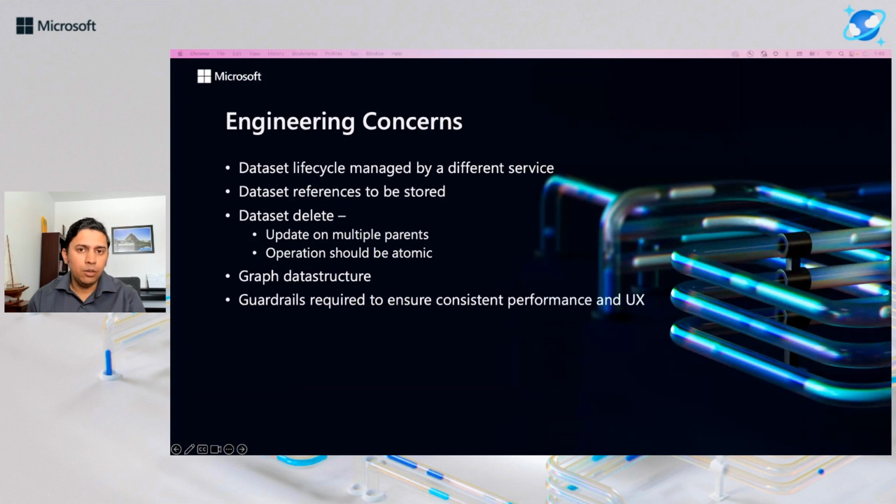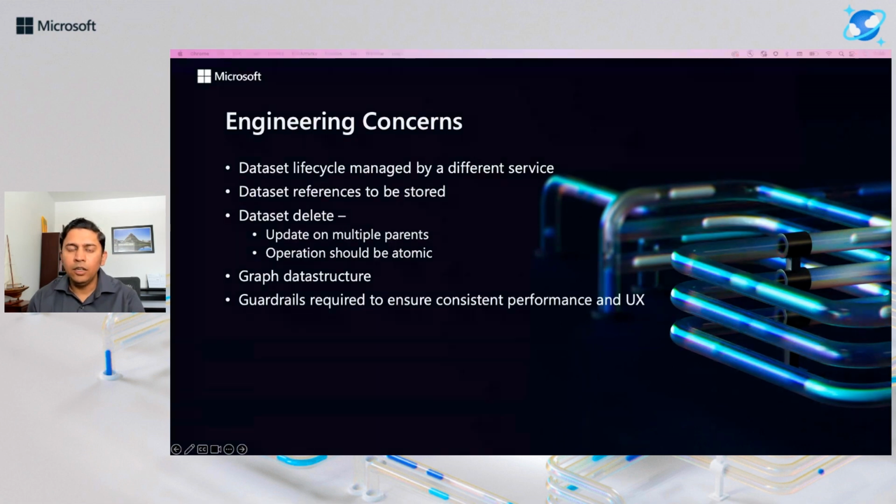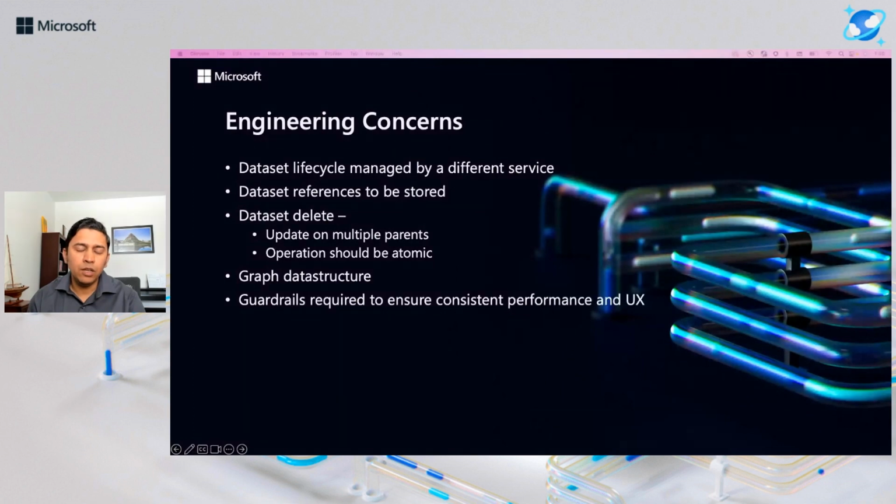And this operation should be atomic, which means that we cannot be in a state where the dataset reference has been removed from some data groups and it still exists in some data groups while it has been deleted. Another important aspect is that, as we discussed earlier, it is a graph data structure, and a graph data structure presents its own unique challenges. In a graph data structure, you're almost always guaranteed to run into graph traversal scenarios, which can be very complex. Another problem that a graph data structure presents is that it can result in a complicated user experience.